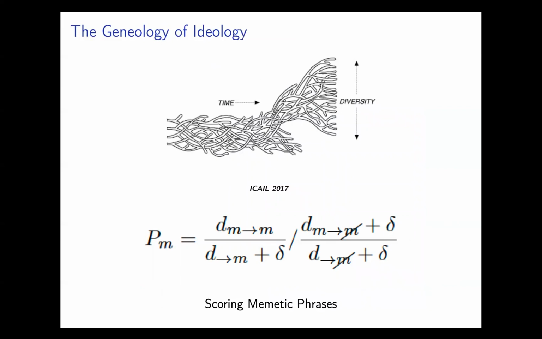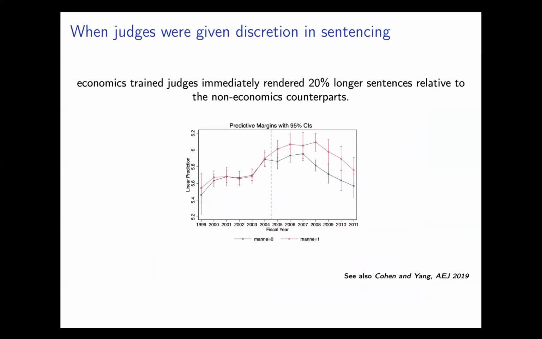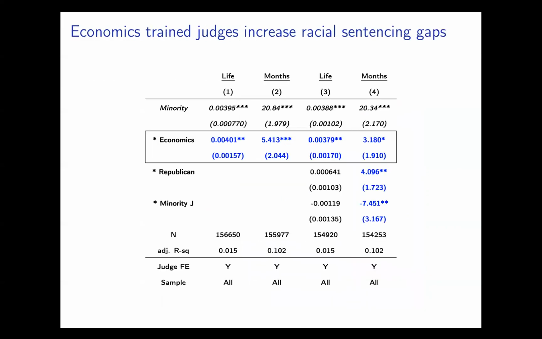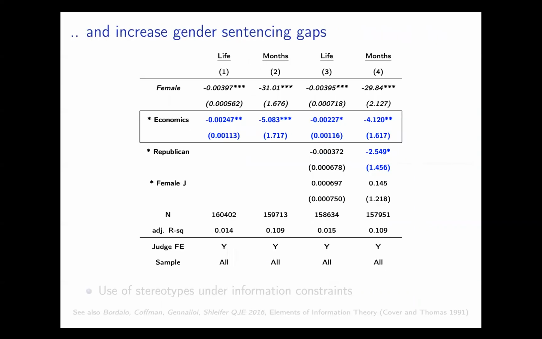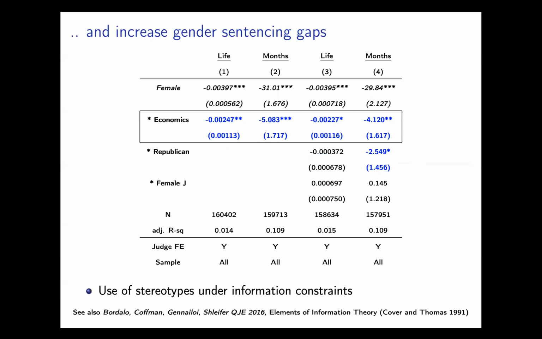In the district courts, when judges were given discretion in sentencing, economics trained judges immediately rendered 20% longer sentences relative to their non-economics counterparts. Economics trained judges increase racial sentencing gaps and also gender sentencing gaps, which is consistent with the use of stereotypes under information constraints that magnify pre-existing differences.